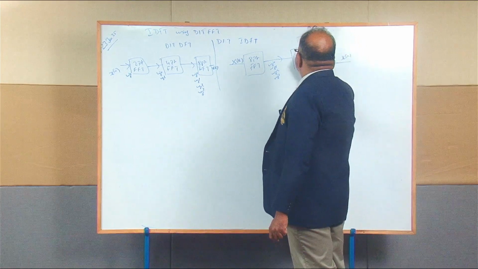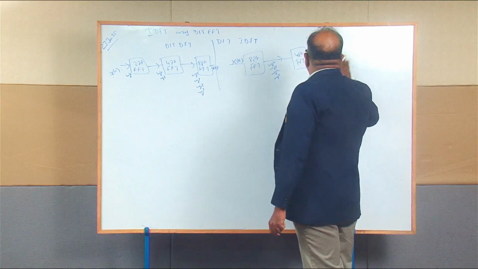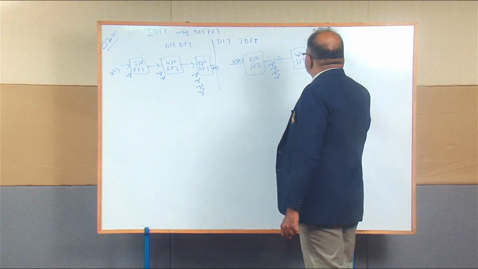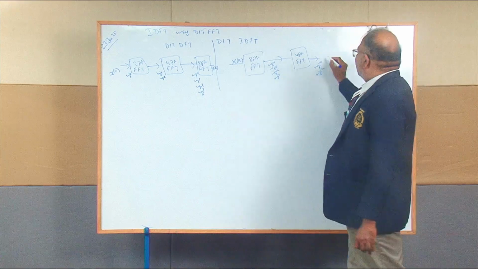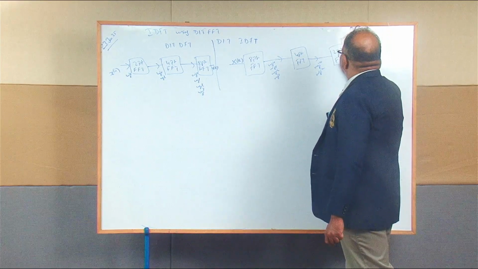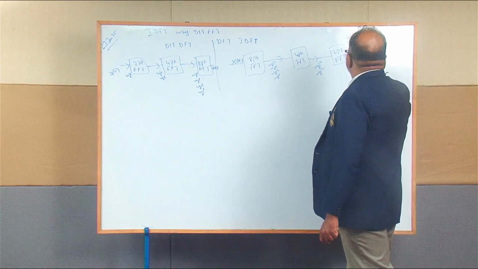Next one is 4-point FFT. Here also the twiddle factor will be there. W8 power, here also minus 0, here also minus 2. And last stage is the 2-point FFT, twiddle factor W8 power minus 0, and final answer will be x of n.